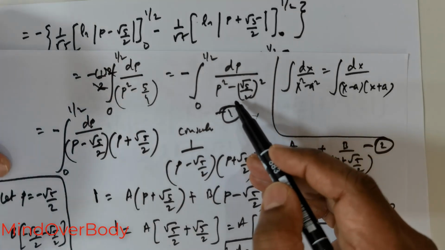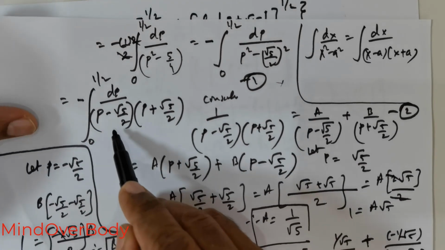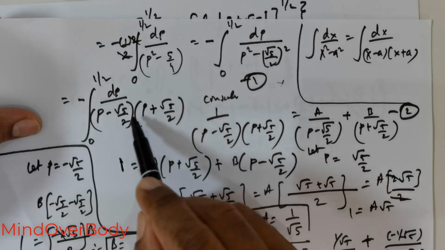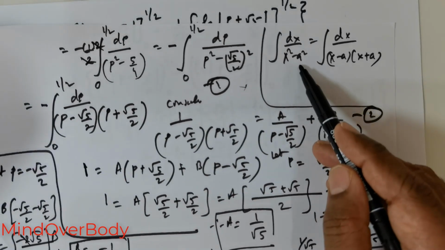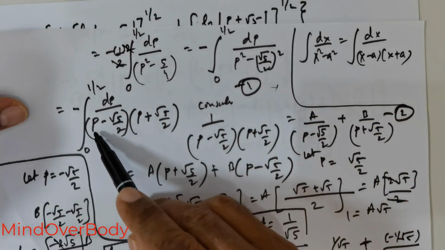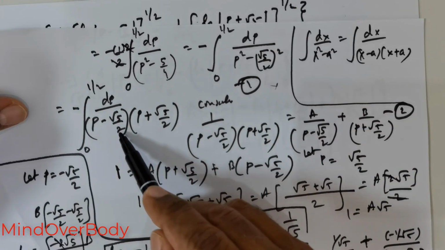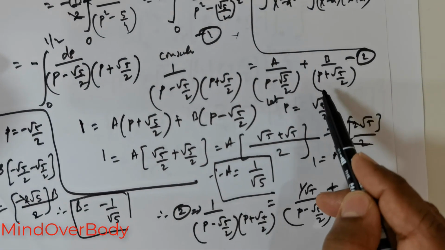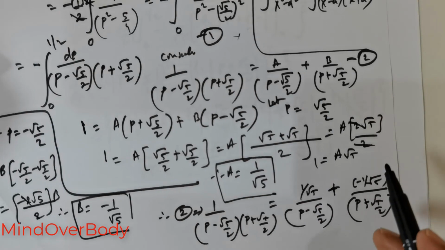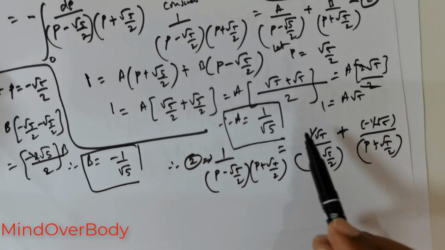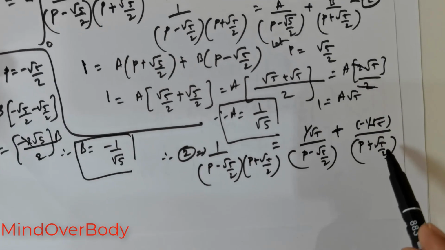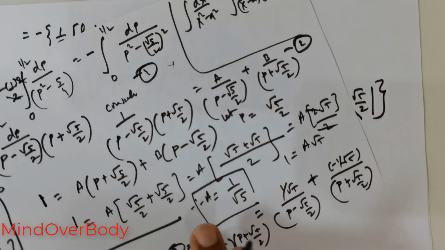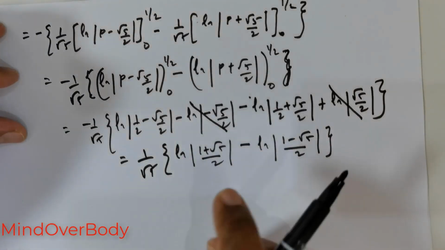which I have split as (p - √5/2) and (p + √5/2), because this is similar to x² - a², and this would give me p² - (√5/2)², and that is exactly this. Now this has been split by partial fractions, and then I have got the value of a and the value of b, and I have substituted them, and then we were supposed to integrate that, right? So I've shown you how to integrate that, and subsequently we have got this value.